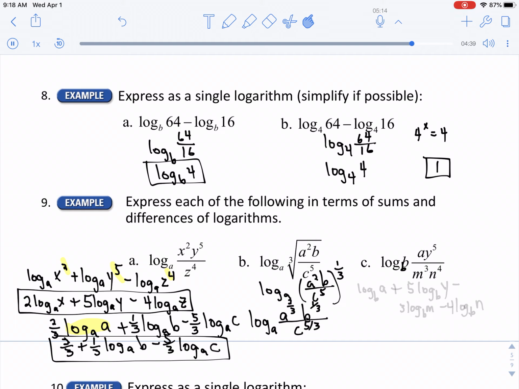So I've got the numerator is going to be log base b of a plus, the 5 is going to go to the front, 5 log base b of y. Now everything else is going to be minus because it's in the denominator. So minus 3 log base b of m minus 4 log base b of n, and that's the answer.